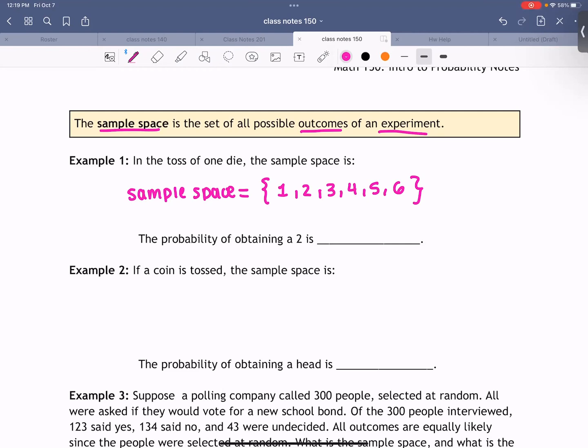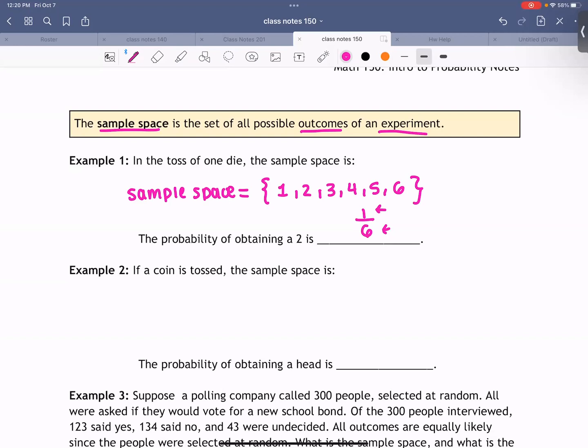Now that I know all the things that can happen, what's the probability of getting a 2? 1 over 6, right? So I'm going to take everything that I'm interested in, so the number of times what I'm interested in happens, and I'm going to stick it over all the things that can actually happen, okay? So the number on bottom is everything that can happen. The number on top is all the things I'm interested in that can happen.